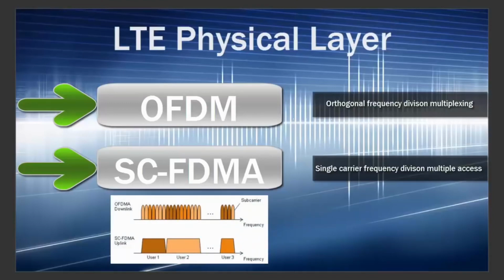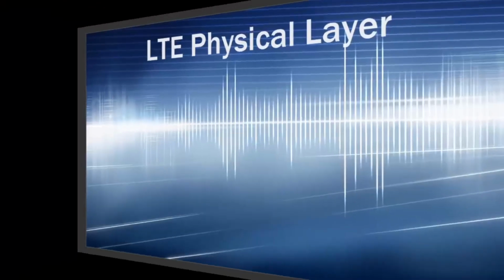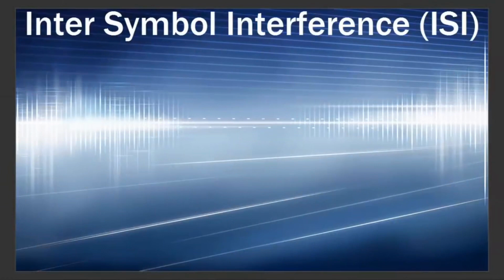But before explaining OFDM and SCFDMA, I will first talk about conventional single-carrier technologies to understand what were the problems with single-carrier technologies. Only then can we understand how OFDMA and SCFDMA have solved those problems. Till date, cellular systems have used single-carrier modulation schemes almost exclusively. But single carrier modulation has an inherent problem, that is, inter-symbol interference or ISI.